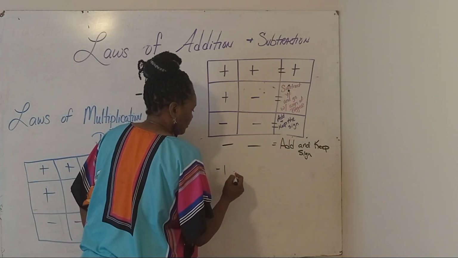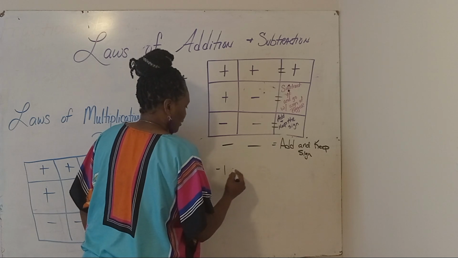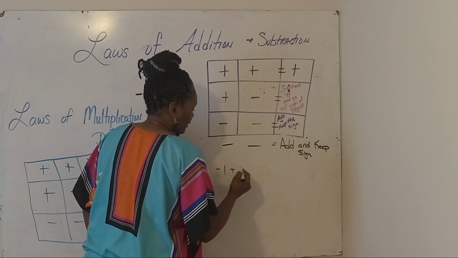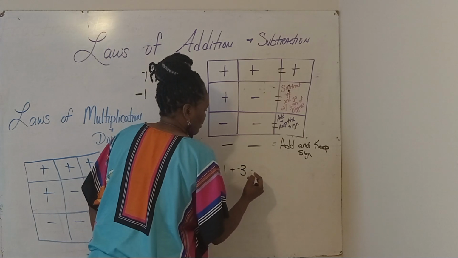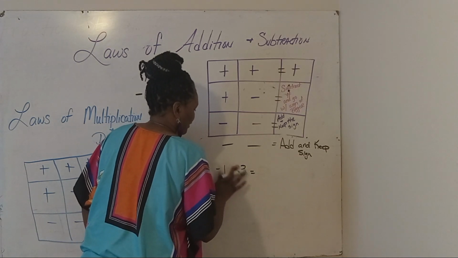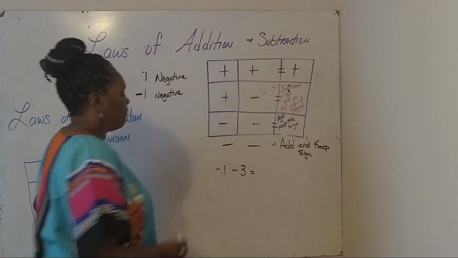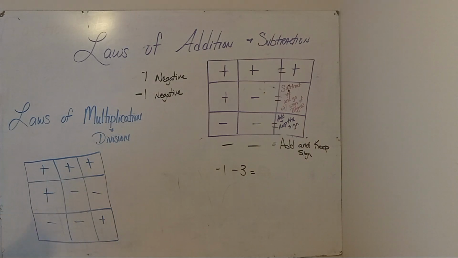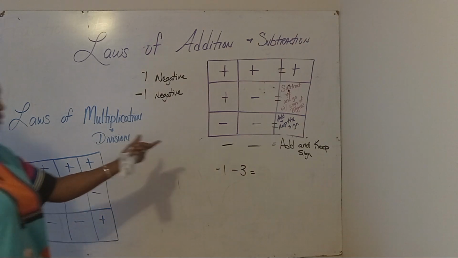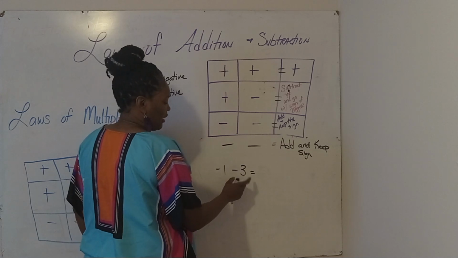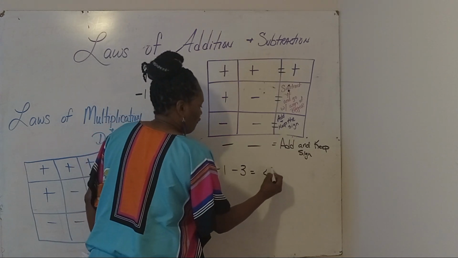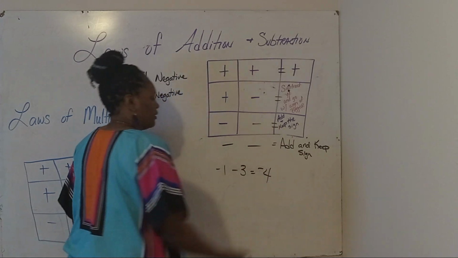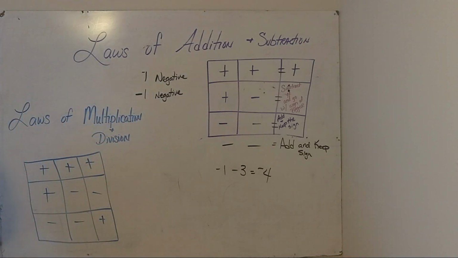-1, it can show up like this. -1 plus -3. We're not doing it again. -1 minus 3. We got the same sign, right? So we're going to add these two numbers together. 1 plus 3 is what? 4. And keep the sign, which is -4. That's all that means, okay?